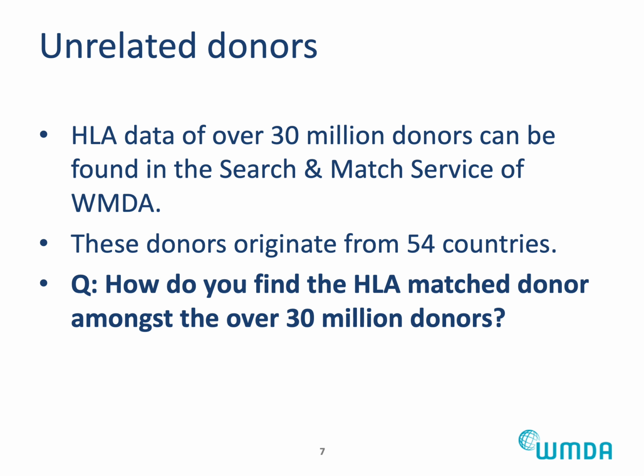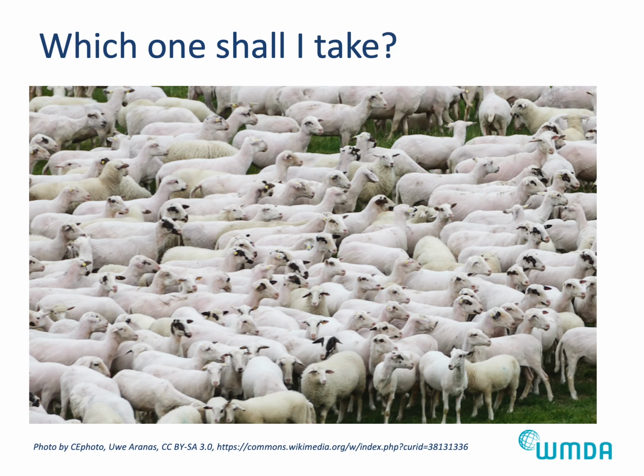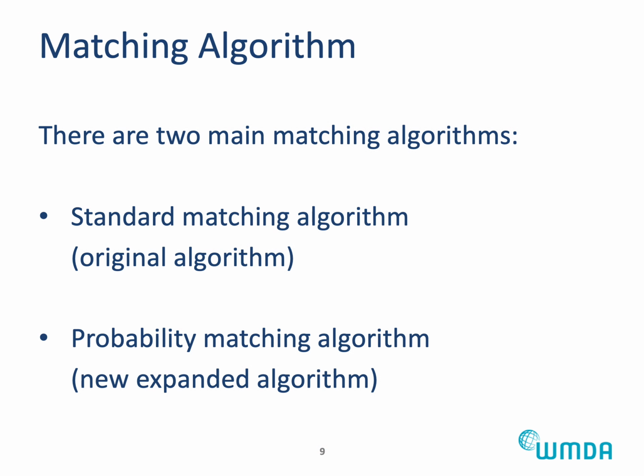Now the question is, how do you find the HLA matched donor amongst the 30 million donors? Well, the answer is you need a matching algorithm. As I already said, without a matching algorithm, you do not know which donor to choose amongst the many donors available. Now there are two matching algorithms. There's the standard matching algorithm, which is the original matching algorithm used for the Search and Match service. And there's a new matching algorithm, and that is based on probability.